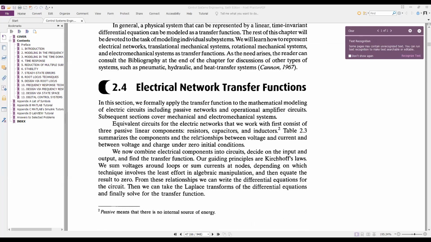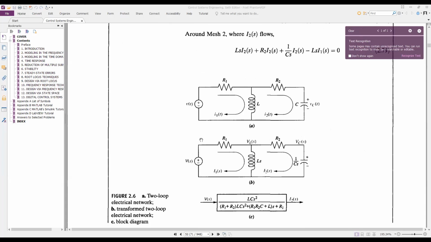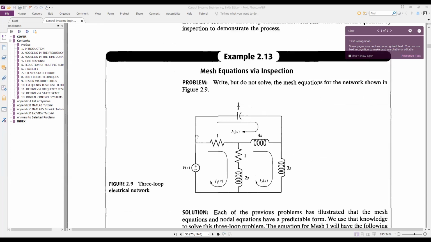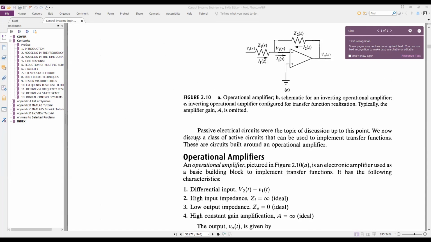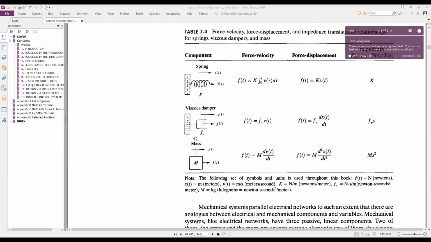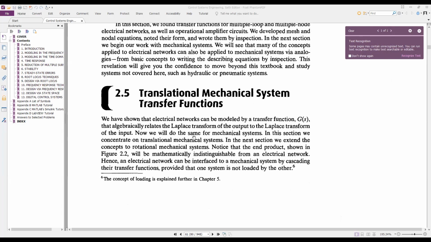Let me show you another one from the book. Okay, so we have seen these electrical Laplace transfer functions. Now look at here, translational mechanical systems.